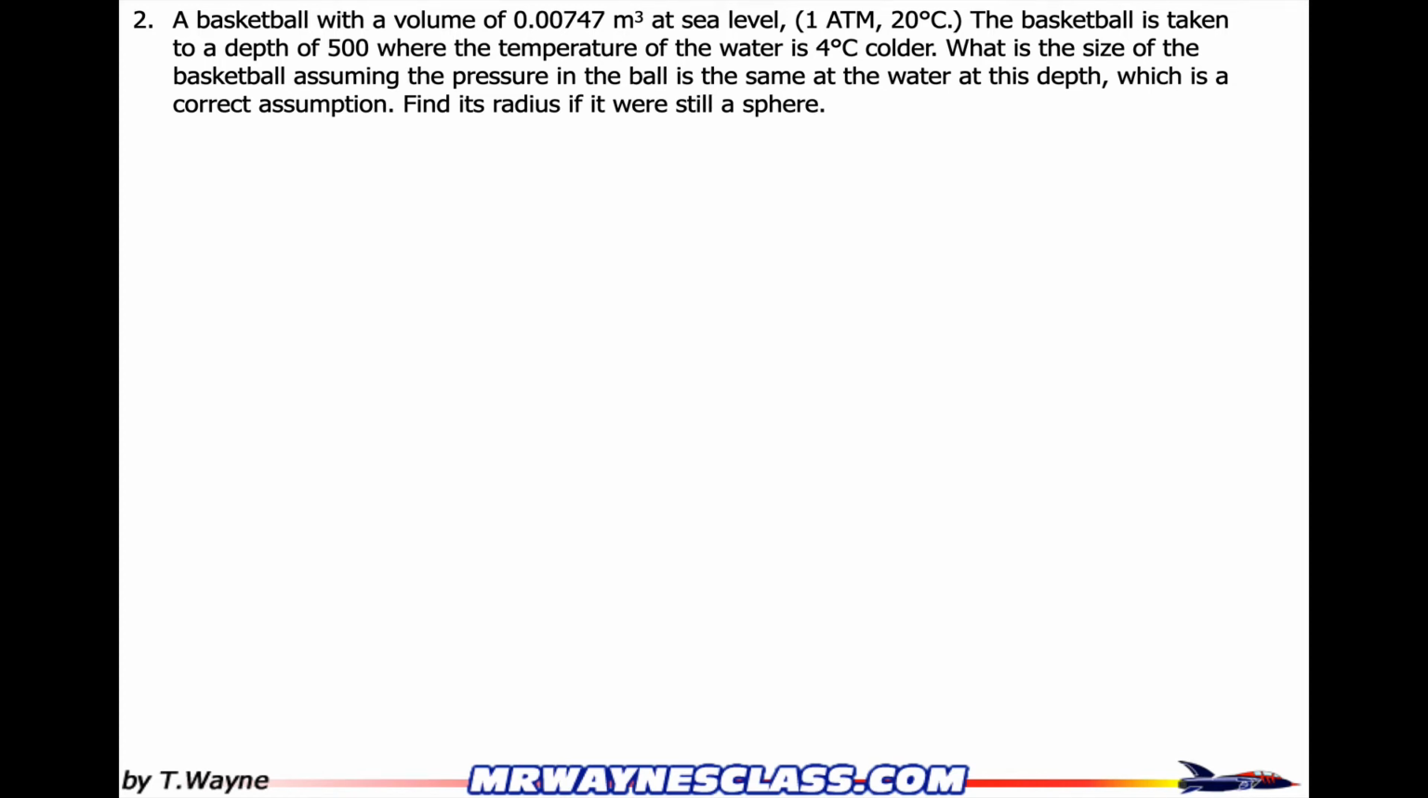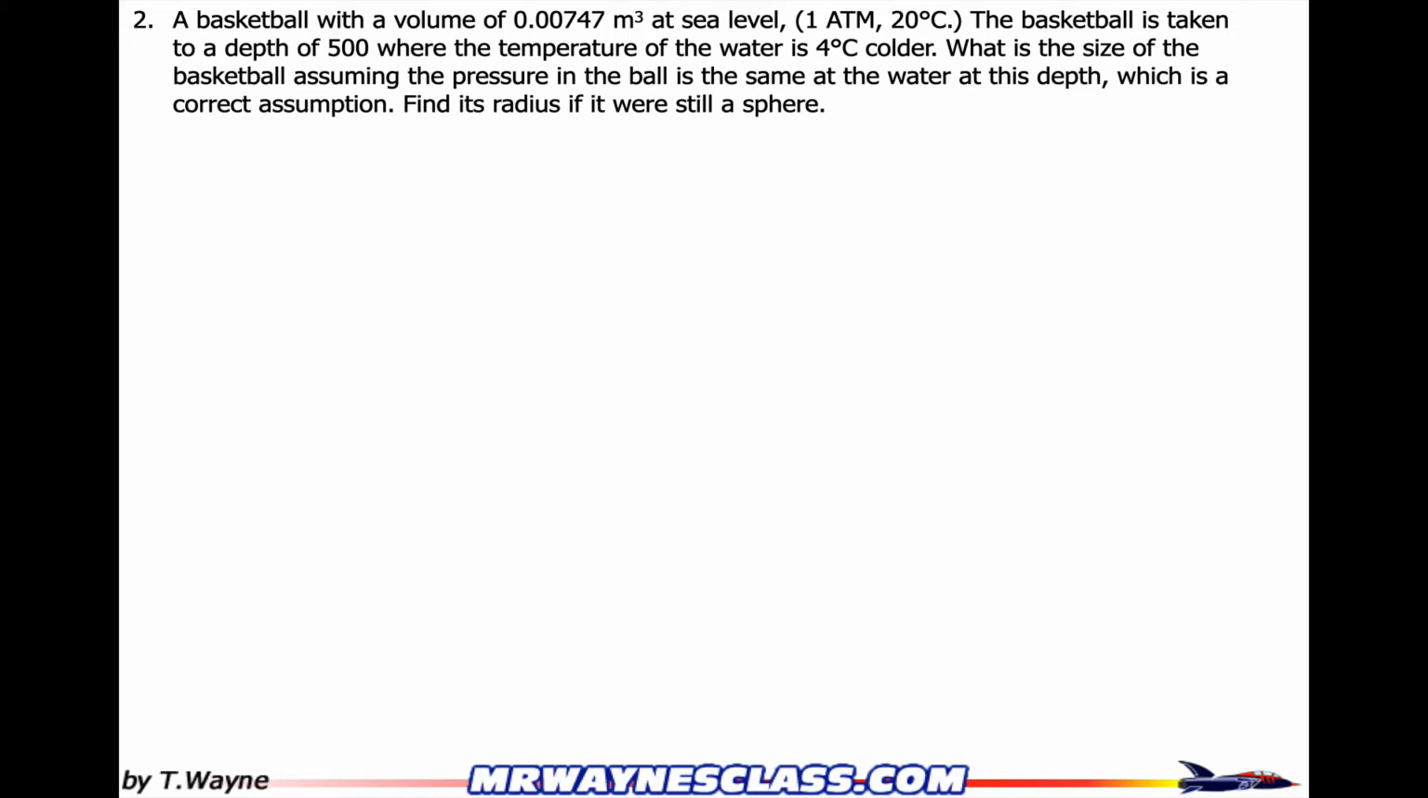Basketball with a volume of 0.00747 meters cubed at sea level with 1 atmosphere and 20 degrees Celsius. The basketball is taken to a depth of 500 meters where the temperature of the water is 4 degrees Celsius. What is the size of the basketball, assuming the pressure in the ball is the same as the water at this depth, which is the correct assumption? Find its radius as if it were a sphere.